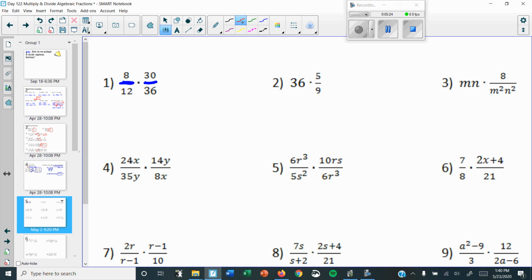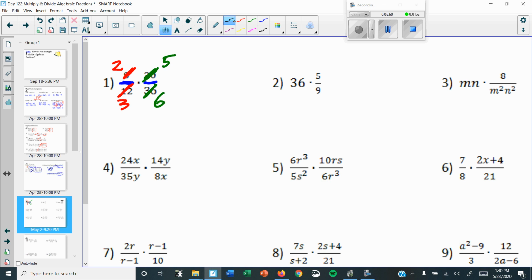So here's what I mean by fair game. What's something that can simplify on top and simplify on the bottom? How about 8 and 12? What can you take out of both of those? A 4. So this becomes a 2, this becomes a 3, okay? What can you do with the 30 and the 36? You can take out a 6. This becomes a 5, this becomes a 6. The rule is anything on top is fair game with anything on the bottom.